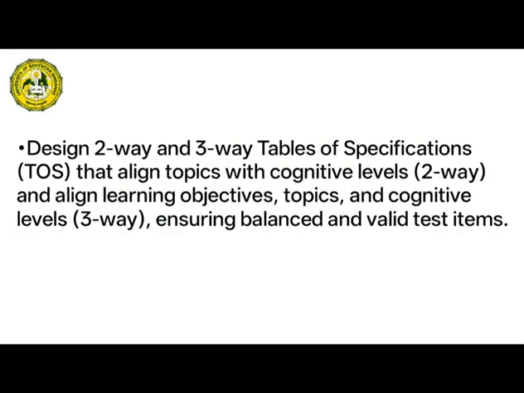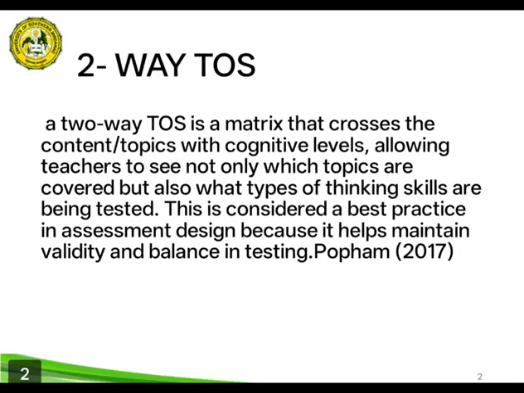Alam ko naman na sinabi na yan ni IC sa one-way of table of specification, so hindi na natin yan basahin ulit. So what is two-way table of specification? It is a matrix that crosses the content topics with cognitive levels, allowing teachers to see not only which topics are covered, but also what types of thinking skills are being tested.